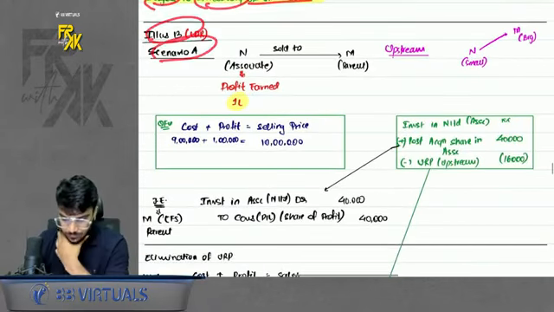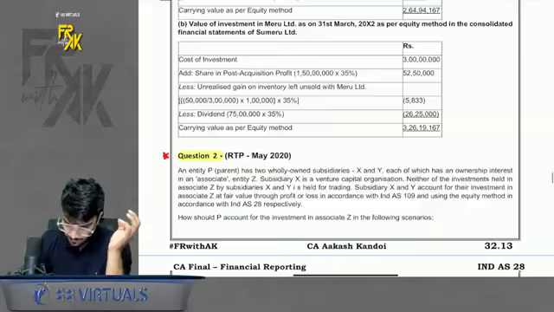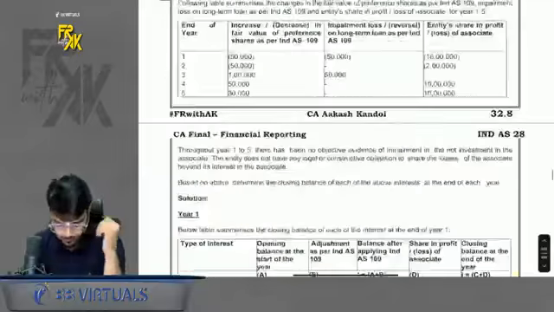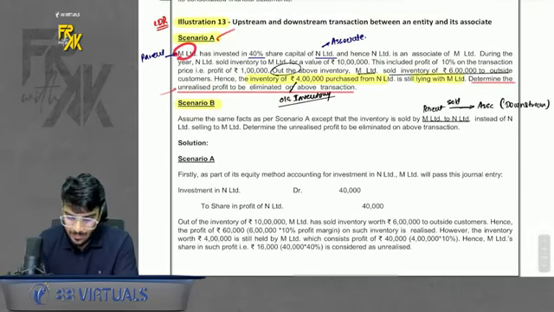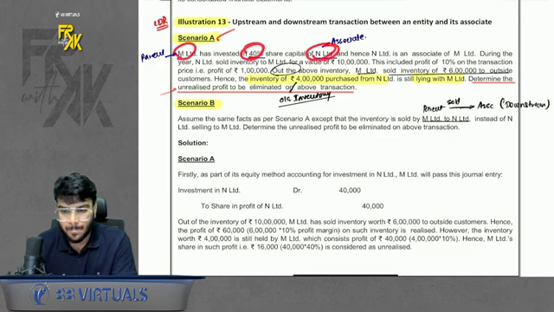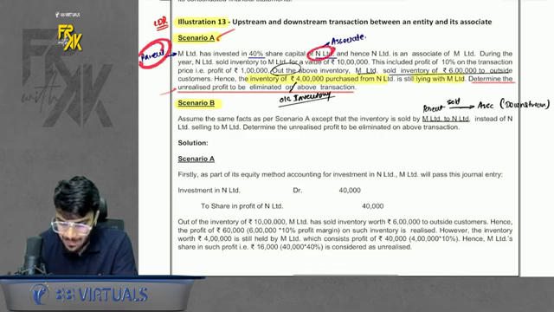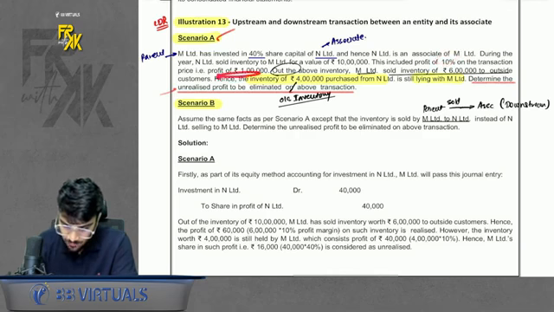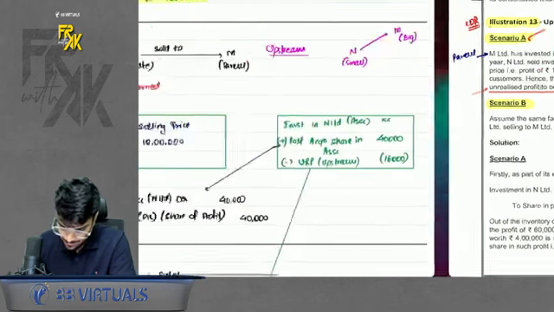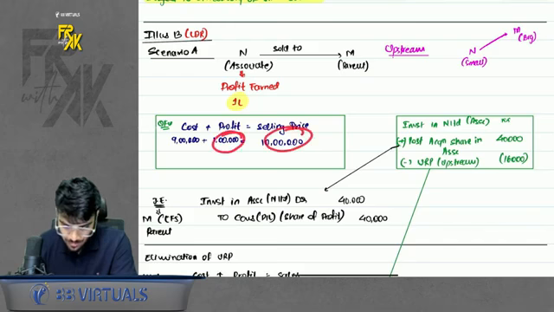Now, first scenario number 1, if you see illustration number 13, wait, I will open the illustration number 13. What is given here? It says M has invested 40% in N. So M becomes the parent, N becomes the associate. Now they are telling that they have sold goods worth 10 lakhs at a profit of 10%, that is, profit is 1 lakh. So 10 lakhs is the sale price, and profit 1 lakh, so cost is 9 lakhs.